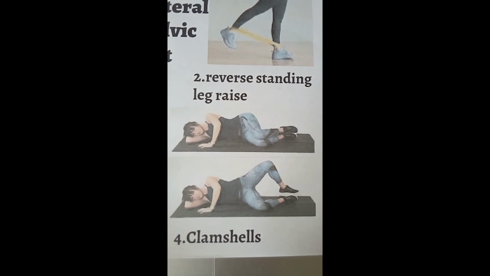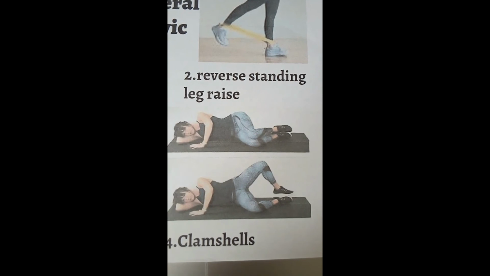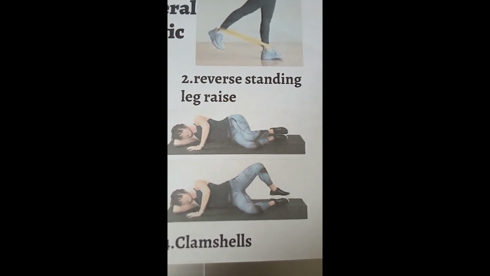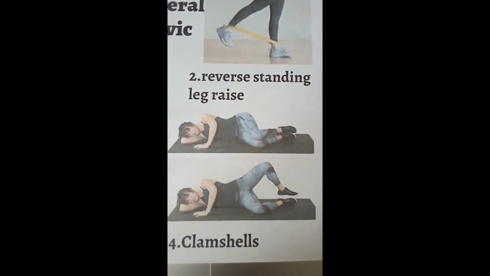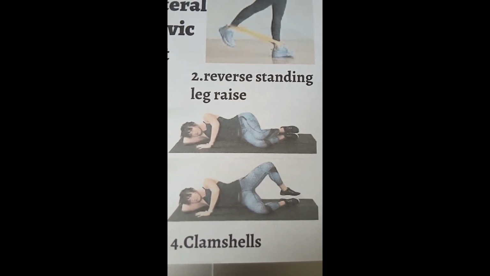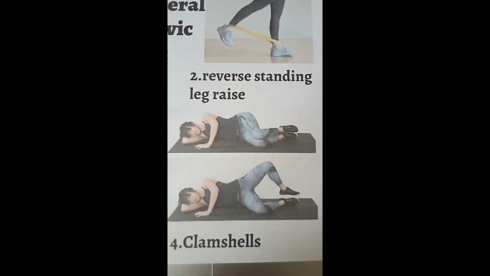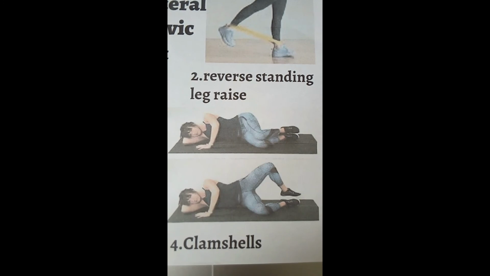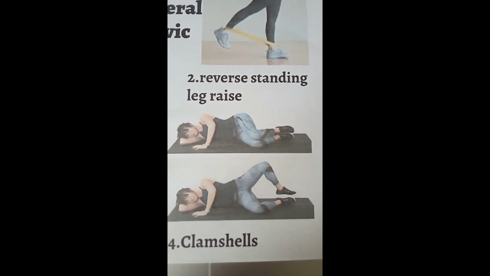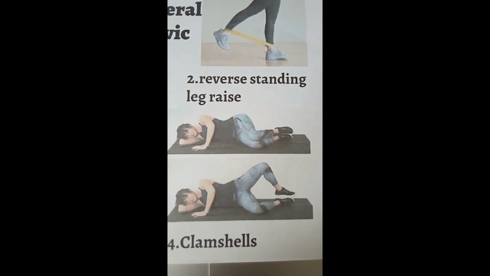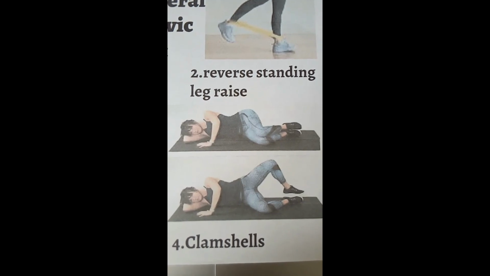Okay, so then we have the clamshells, which will help to improve hip mobility and strengthen the glutes. You're going to lie down on your side with both legs bent at a 90-degree angle and with your bottom arm supporting your head. Before you start, roll the top hip slightly forwards towards the ground, making sure that your spine is relaxed and stable.